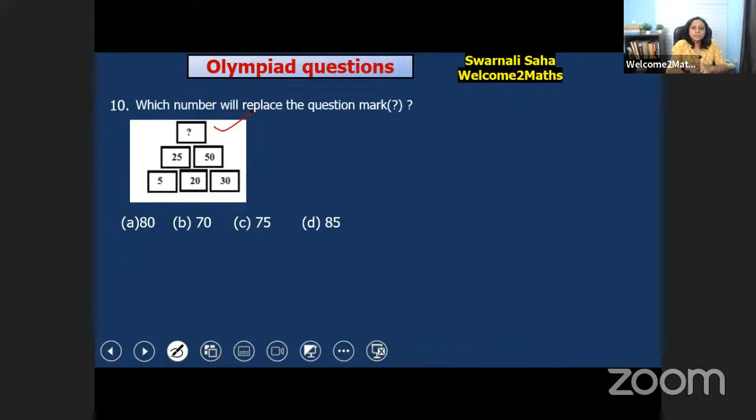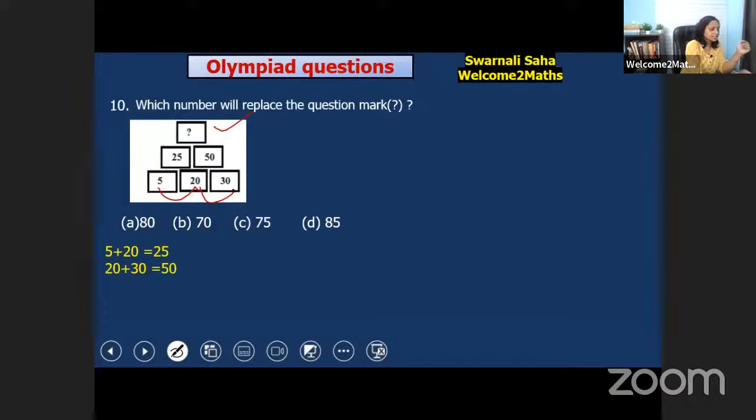C, 75. Okay. Very good. Some say 8, A, C. So let's see the answer first. 5 plus 20 is 25. You see, 5 plus 20, whenever you add, you get 25.